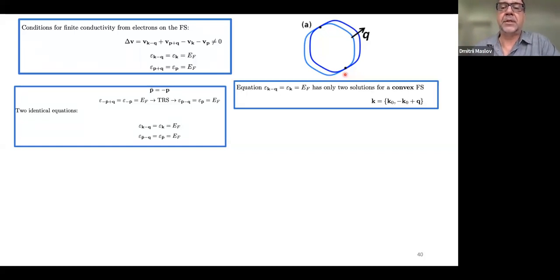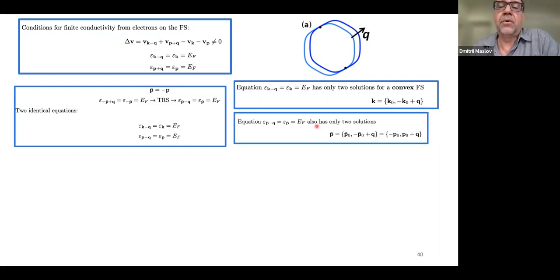Well, the property of a concave Fermi surface, did I say concave? Convex. Okay, sorry, convex Fermi surface, is that it has only two self-intersection points if you move it in a plane, which means that the equation for K has two roots. Let's call them, one of them is going to be K naught, but then the other one by symmetry is minus K naught plus Q.